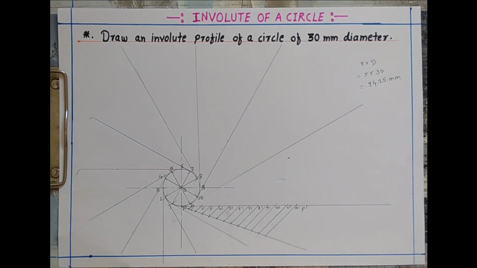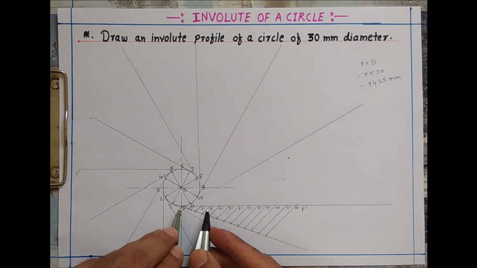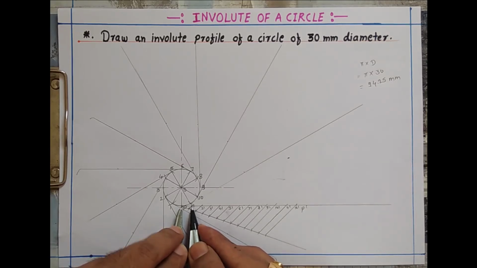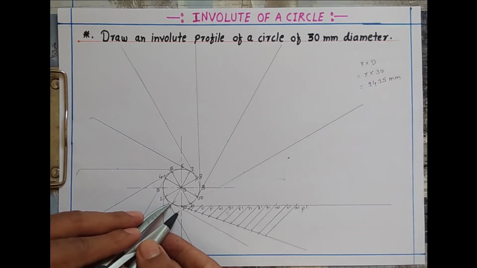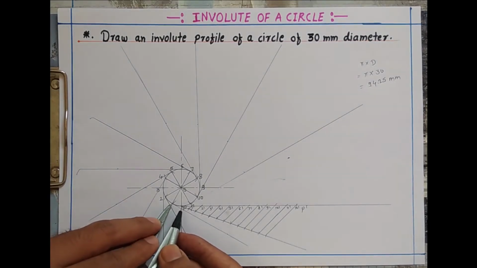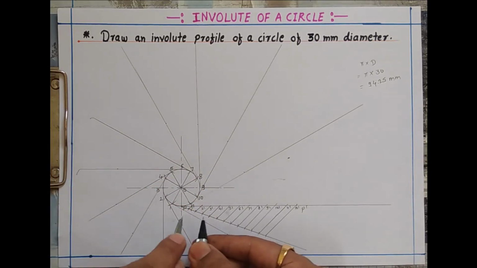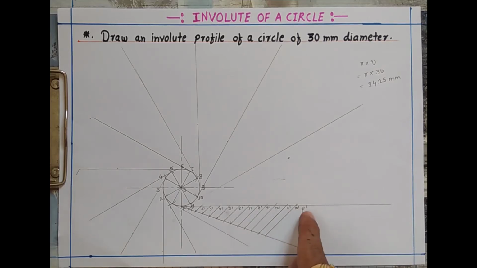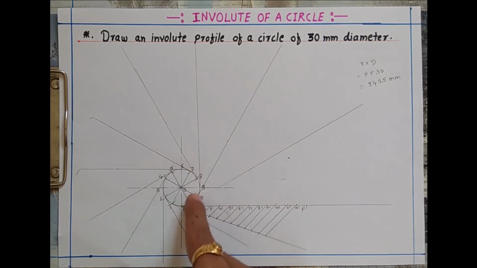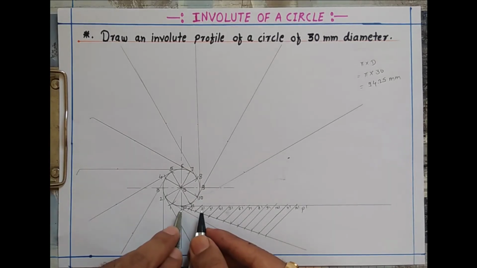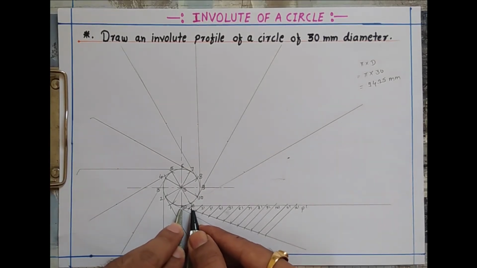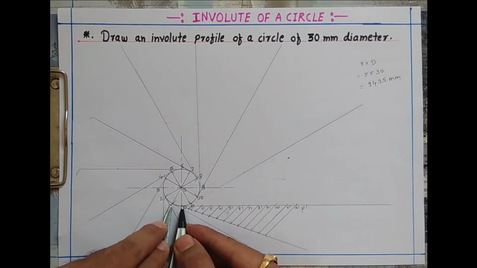Just for that, initially carry the distance in your compass that's equal to p1 dash from that horizontal line, p1 dash as a distance, and with 1 as a center of that circle, you have to draw an arc because we have to unwind that thread from the circle. So just take the distance equal to p1 dash, and with 1 as a center, actually we have to draw the first arc. So p1 dash as a distance and with 1 as a center, draw an arc.